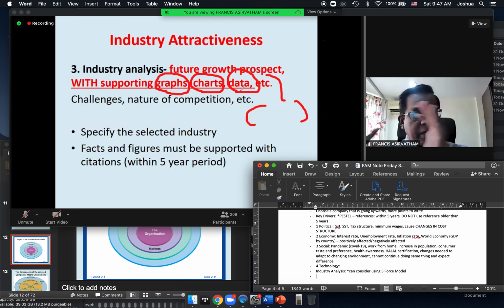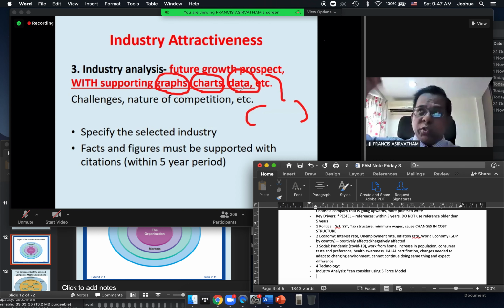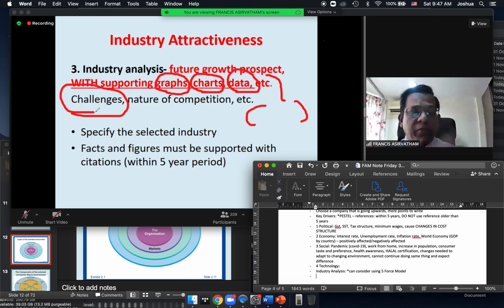In your word count section, I put exactly how many words to use. I think it's only 150 words. It's only 150 words to talk about attractiveness. So you can use charts, figures. You must show whether it's growing or going down, or what is happening in the industry. If there are challenges, you write down the challenges clearly. Exactly what is your challenge? Put a title for your challenge.